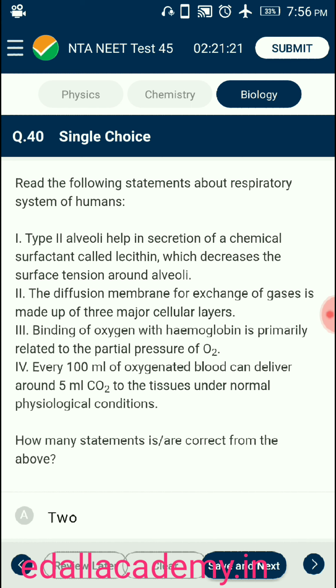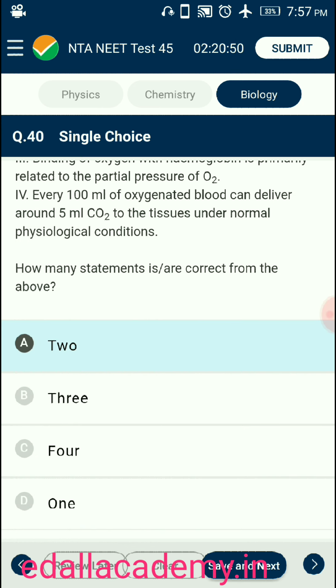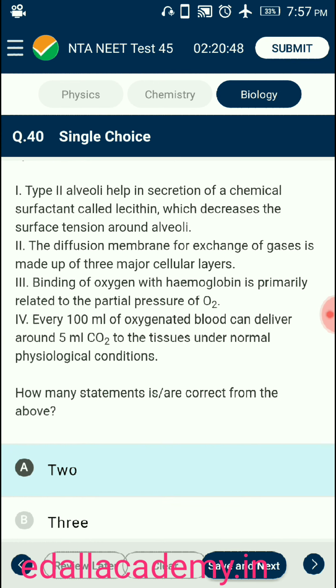Question number 40. Following statements about the respiratory system of humans. How many statements are correct from the above? The diffusion membrane for exchange of gases is made up of 3 major layers: the thin squamous epithelium of alveoli, the endothelium of alveolar capillaries, and the non-cellular basement membrane between them. So only 2 cellular layers. The answer for this question is option A. From the given 4 statements, 2 statements are correct.